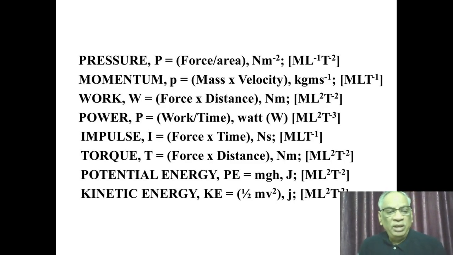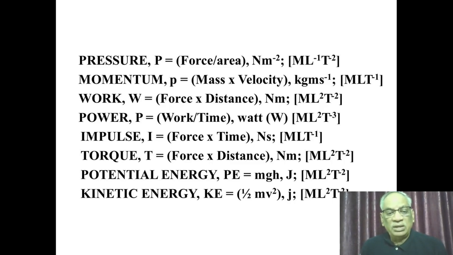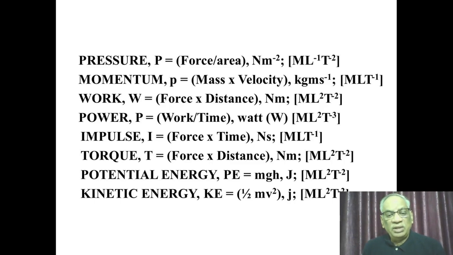Momentum. Any moving body having mass m and moving with a velocity is said to have a momentum of mass into velocity. Momentum is given by mass into velocity, P is equal to mv. So mass is kg, velocity is meters per second. So kg meters per second is the momentum unit. So its dimension is mass M, length L, and time coming in the denominator, so T to the power minus 1, MLT minus 1.